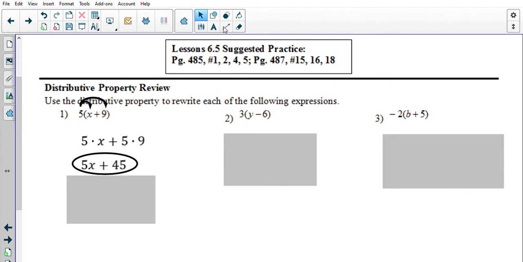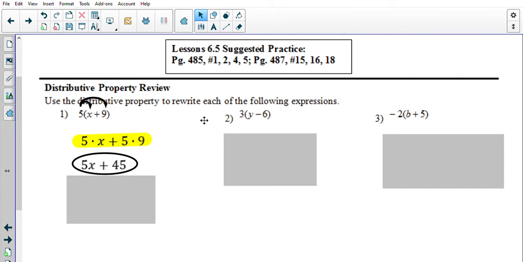I would expect that at this point, you should be able to skip the yellow highlighted step and go right to the 5x plus 45. So go through this yellow highlighted step mentally. 5 times x gives us 5x, 5 times 9 gets us 45. Let's give number 2 a try.